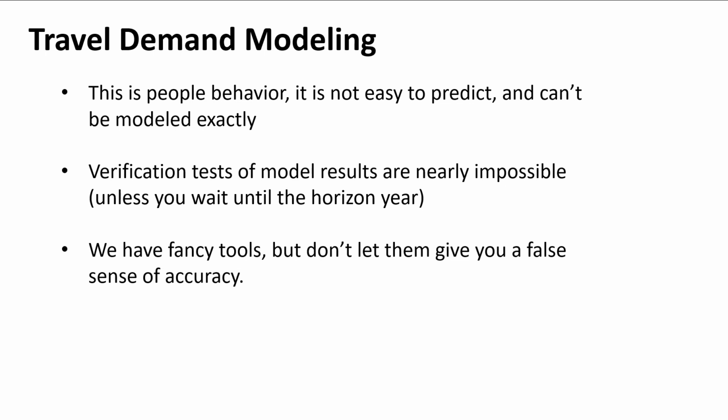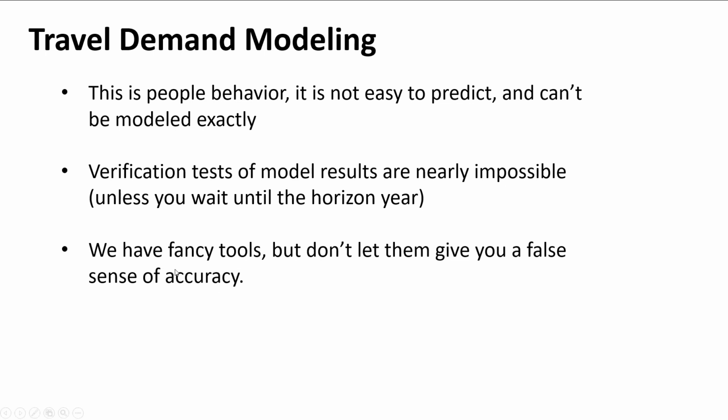Now we build our model, and we do verification and validation testing on current traffic counts. So the first thing we check is, does this model actually capture what's happening right now? That's our best shot at verification, really. From there on, there are so many variables. It's really hard to see.